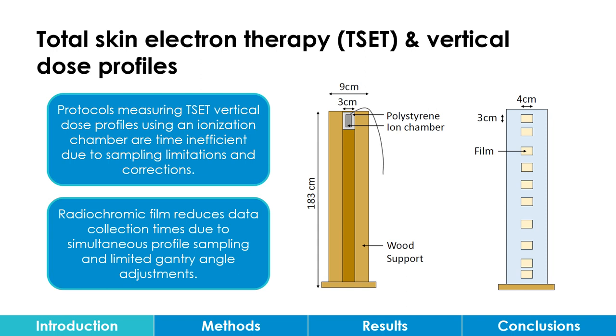To improve this protocol, we sought to explore the use of radiochromic film, as it can measure dose at all the desired positions simultaneously, and it significantly reduces the number of gantry angle adjustments.